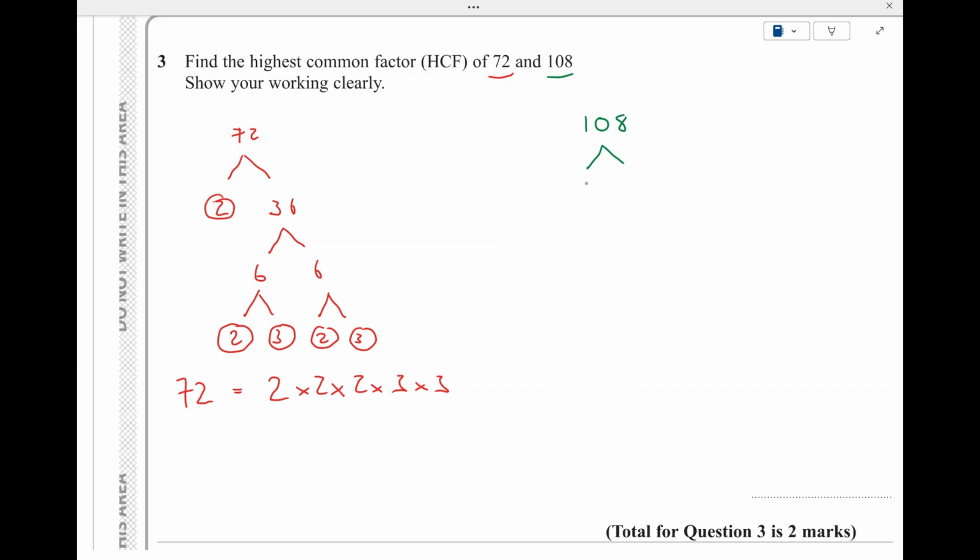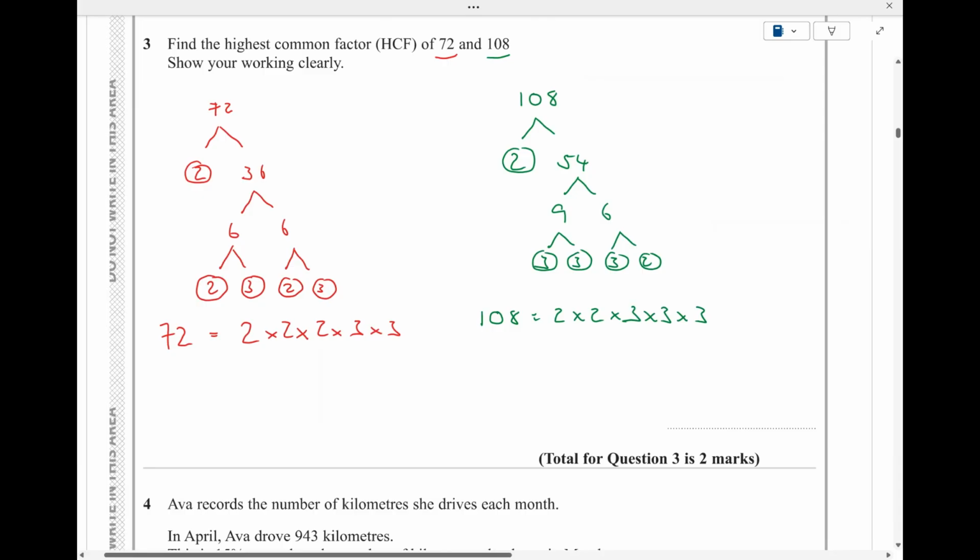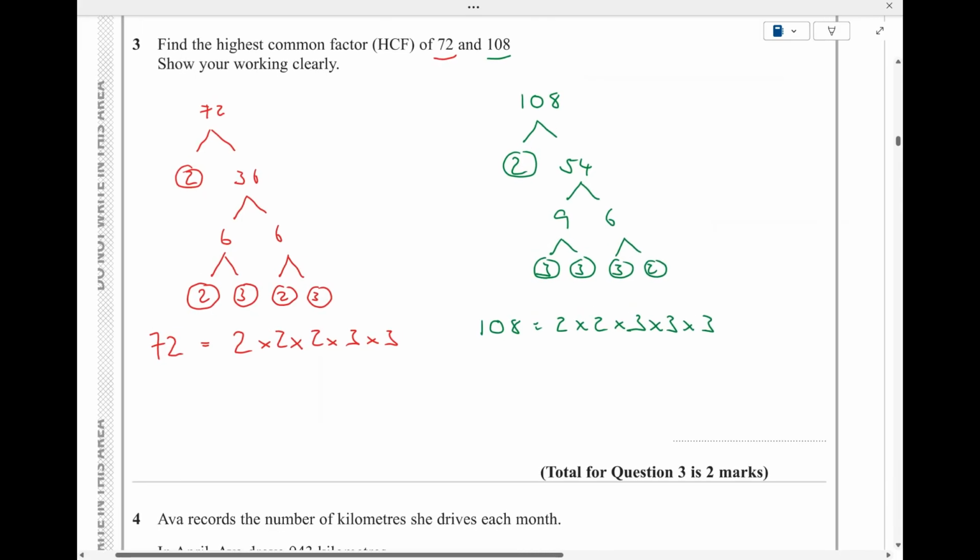Meanwhile, 108, well, that's 2 times 54. 54 is 9 times 6. And 9 is 3 times 3, and 6 is 3 times 2. So 108 is 2 times 2 times 3 times 3 times 3. Now, of course, you can always check both of those by using the fact button on your calculator. So what is the highest common factor going to be?